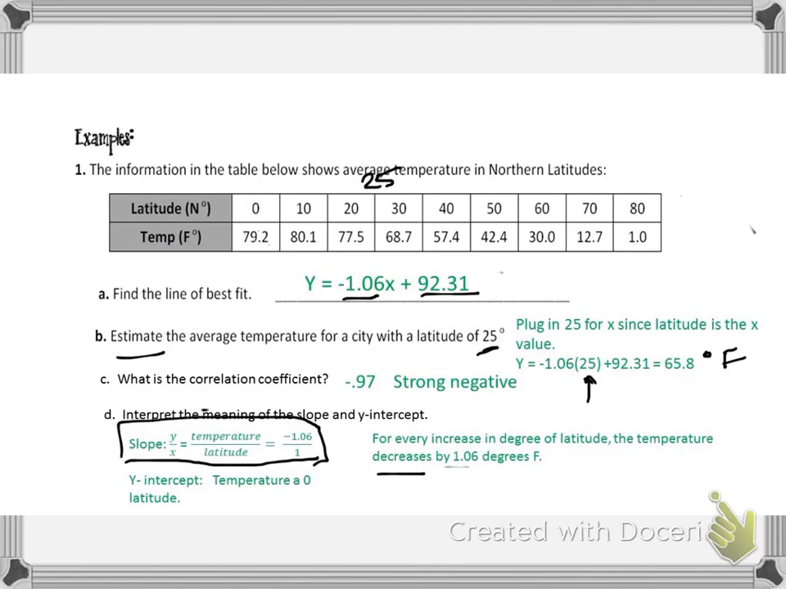Y-intercept is just the temperature at 0 latitude. Now, this number, 0, is not the same as this number. Remember, this is just a point. Just a point. That's all it is. This right here is an estimate of what the y-intercept would be for that function.